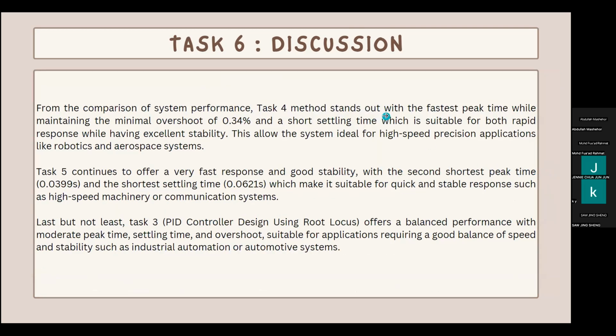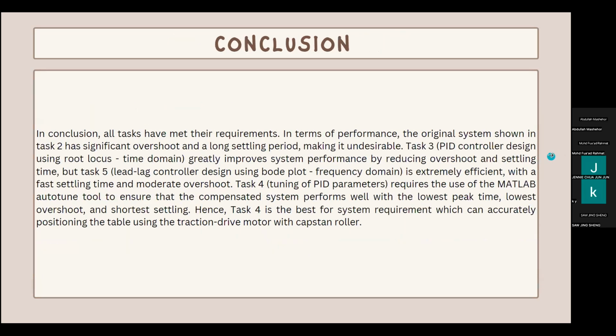So task 4 stands out as the fastest peak time, but in a real case, task 4 may be costly. So task 5 could be another choice to implement, with very fast response and good stability. So for the conclusions, all tasks meet the requirements in terms of performance. The original task 2 has very significant overshoot and long settling time. So after we carry on to task 3, task 4, and task 5, we get a better system response.